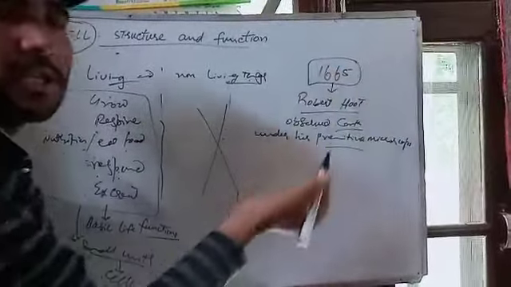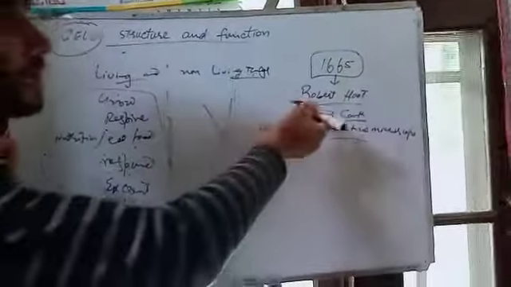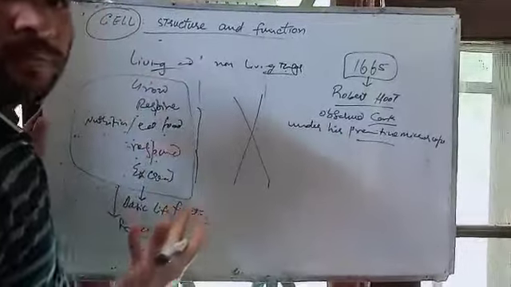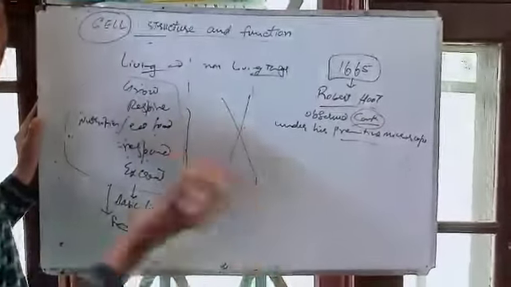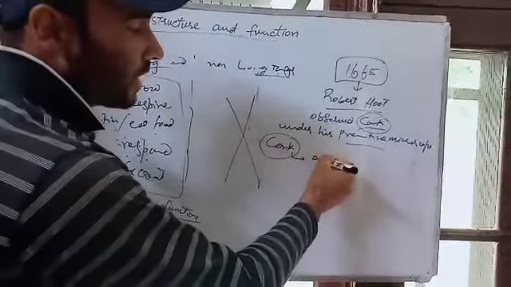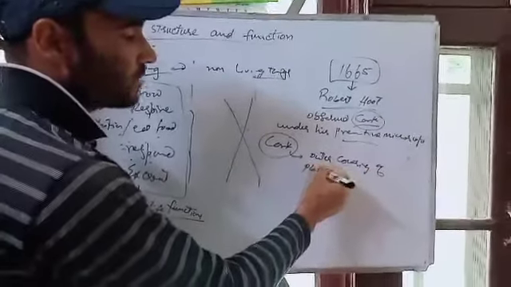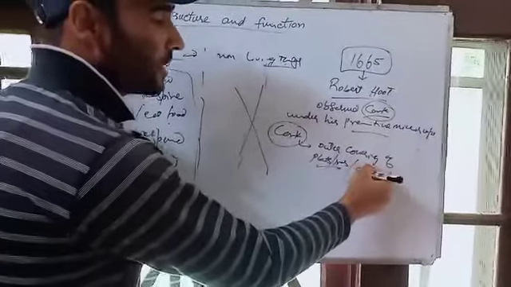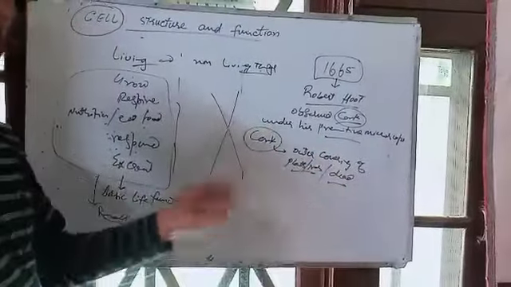At that time, in 1665, there was not so much development in science and technology. Robert Hooke developed some type of microscope, some type of lenses, and tried to see the cork. What is cork? It is the outer covering of plants or trees, which is almost dead. He removed the cork layers from the trees and observed these pieces.